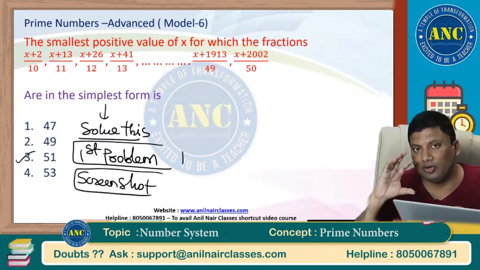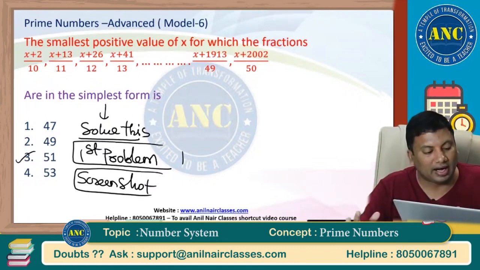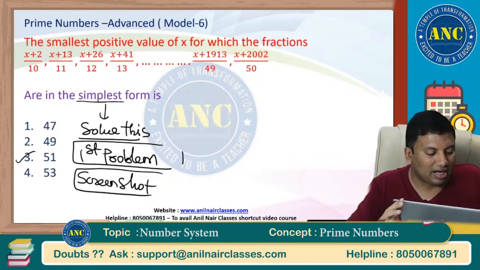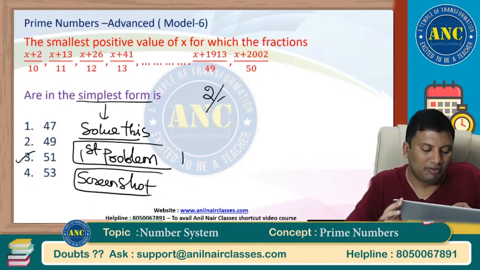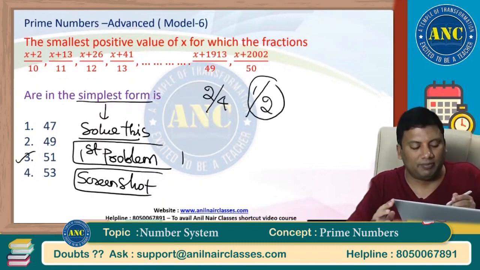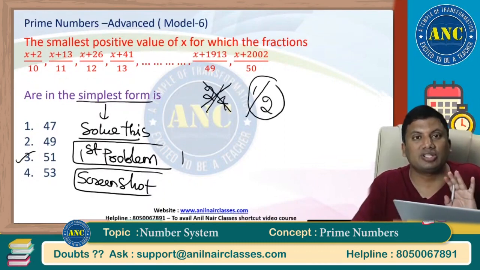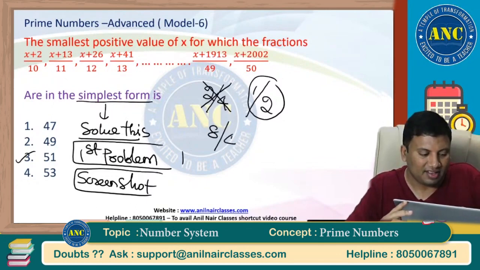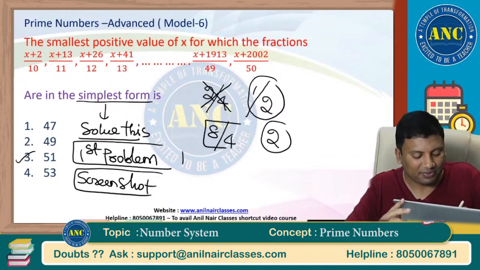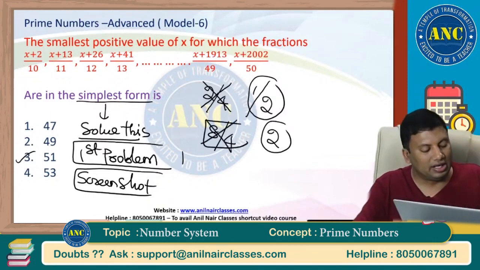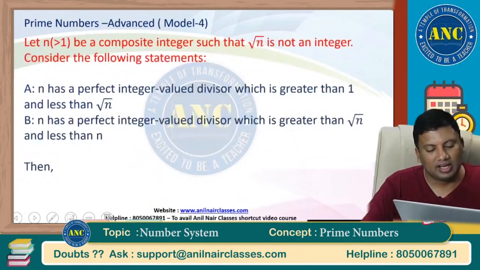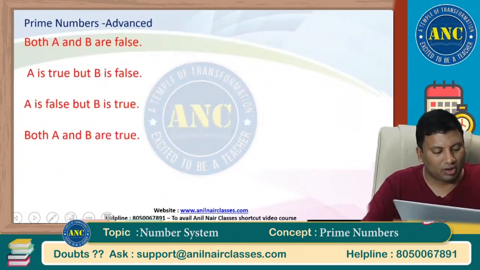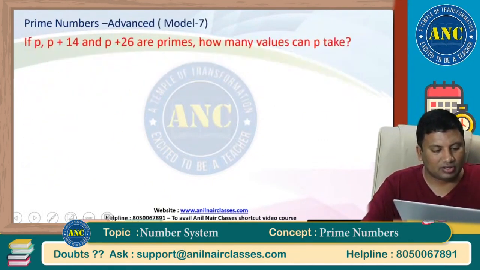The idea is to tell you whether you are able to recognize the logic, or the simplest form. 2 by 4 and 1 by 2: 1 by 2 is in its simplest form, 2 by 4 is not in its simplest form. 8 by 4 is 2, and 2 is in its simplest form, 8 by 4 is not in its simplest form. The idea is clear. This question we have already seen, and these also we have seen.